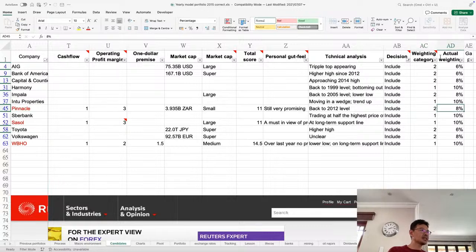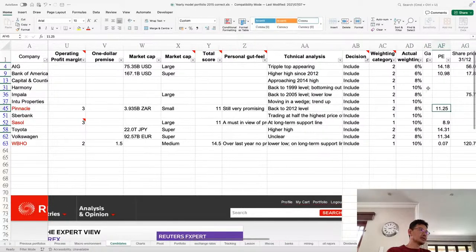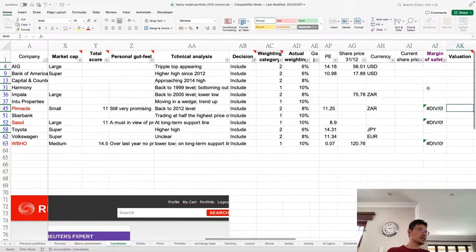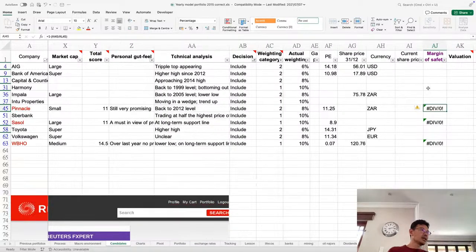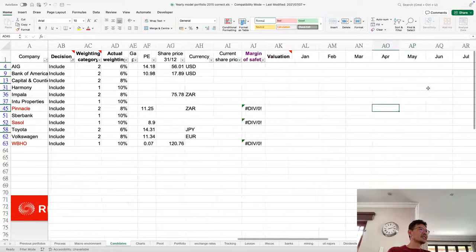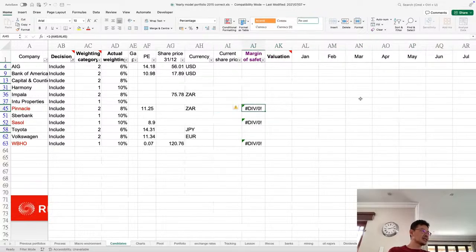So in 2015, if you look at that, even though Pinnacle is a small cap, I still include it. And I have a weighting of 8%. And the weighting category, if it's 1, that means 10% or higher weighting. 2 is should be less than 10%. And then that's the PE ratio and the share price and the currency, etc., and the margin of safety. So I was diligent in doing this in the early years. But then afterwards, when I didn't have time, I actually slacked on it, and it didn't do what I should have done.